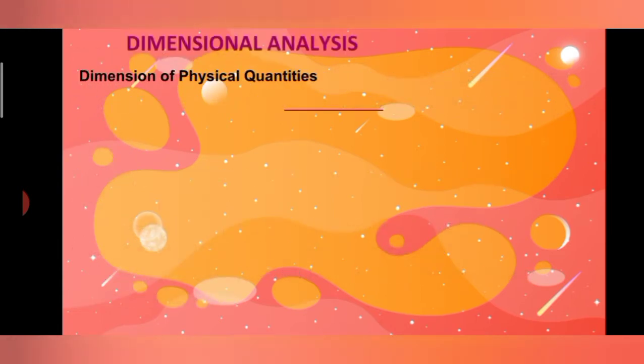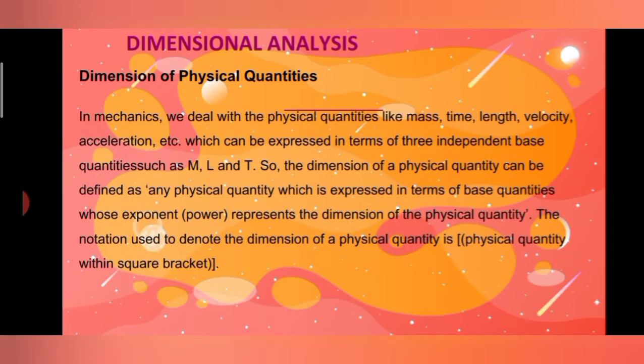Dimensional analysis. Dimension of physical quantities. In mechanics, we deal with physical quantities like mass, time, length, velocity, acceleration, etc., which can be expressed in terms of 3 independent base quantities such as M, L and T. So the dimension of a physical quantity is defined as the expression of that quantity in terms of base quantities, whose exponent powers represent the dimension of the physical quantity. The notation used to denote the dimension of a physical quantity is the physical quantity within square brackets.